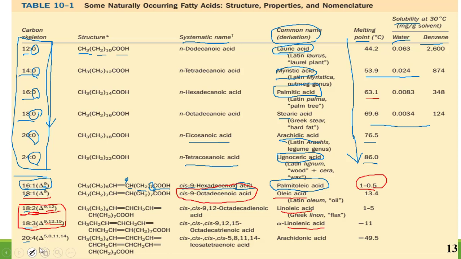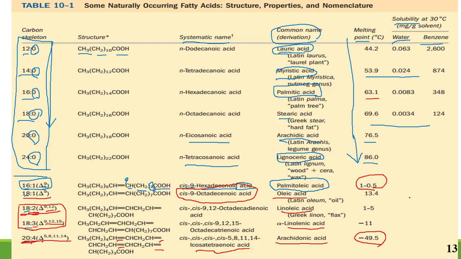And the final unsaturated fatty acid is arachidonic acid with 4 double bonds. They start from carbon number 5, 8, 11 and 14. You can see, watch these double bonds, 1, 2, 3 and 4 double bonds. And the systematic name is eicosatetraenoic acid or arachidonic acid with a melting point of negative 49.5.